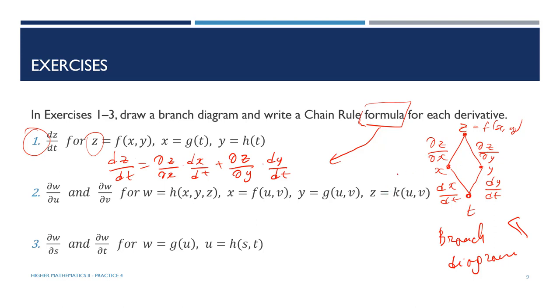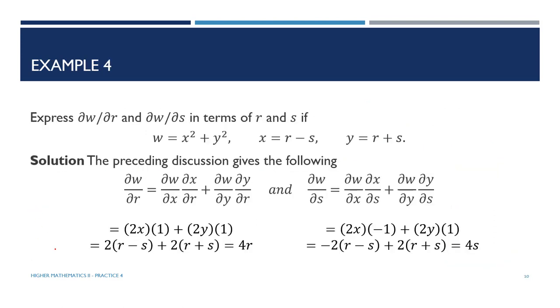Calculate this branch diagram and formula for the second exercise and for the third exercise also. In example 4 it says express dw/dr and dw/ds in terms of r and s. In order to calculate this one, we'll need again that formula, dw/dr equals this expression, and dw/ds, which is the partial derivative of w with respect to r and the partial derivative of w with respect to s respectively.